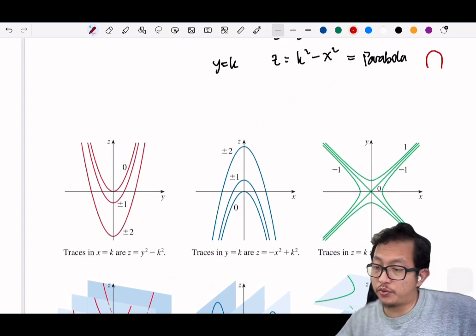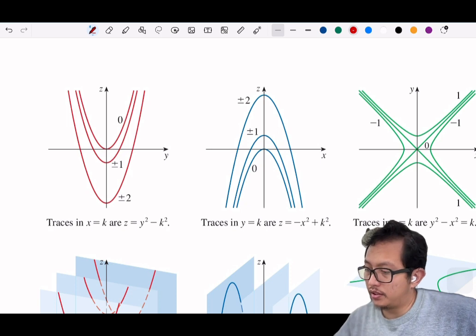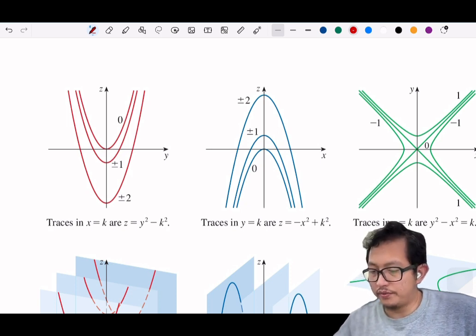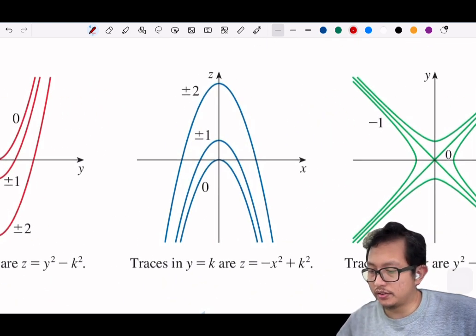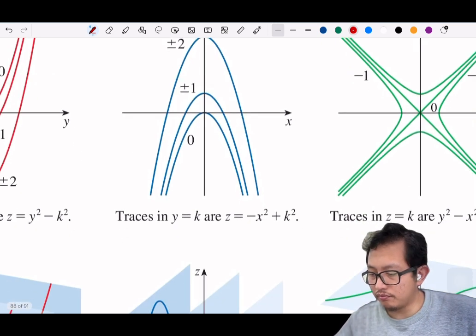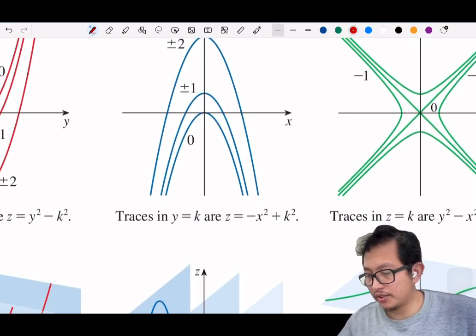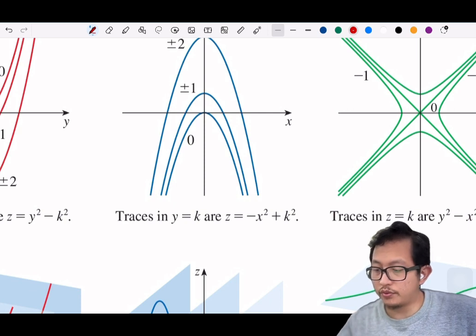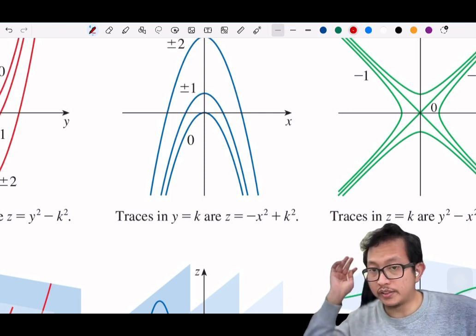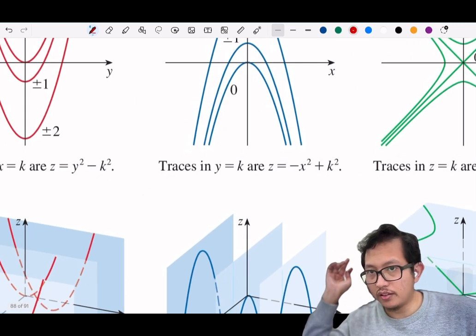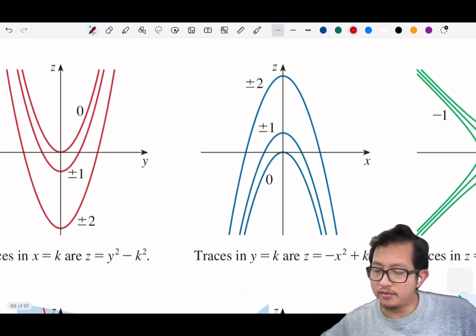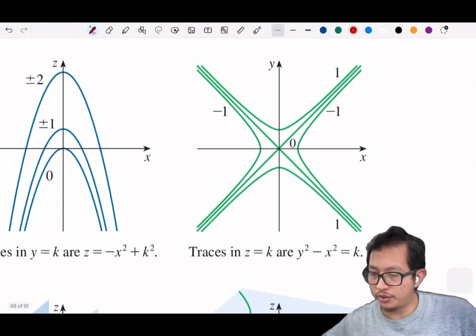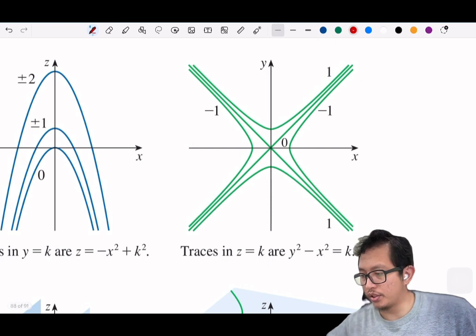But of course, because it's negative x squared, the parabola will be like that, right? So we have here the upwards parabola with different constants. And this is also another parabola, the downwards parabola for the negative x squared plus k squared. And we could understand that k depends on some point of variables, 0, 1, 2, both negative and positive.